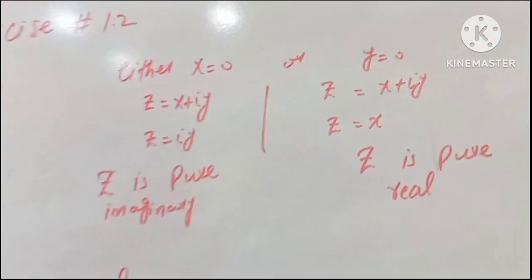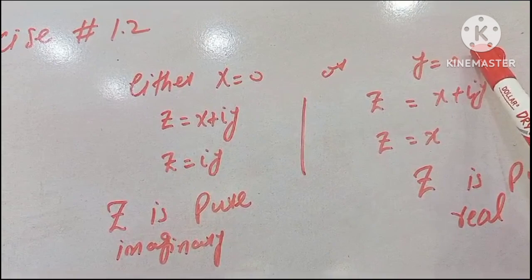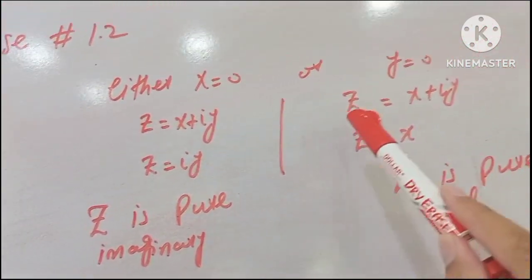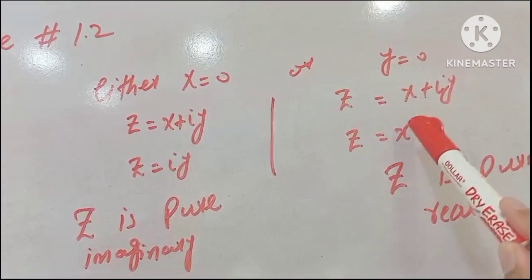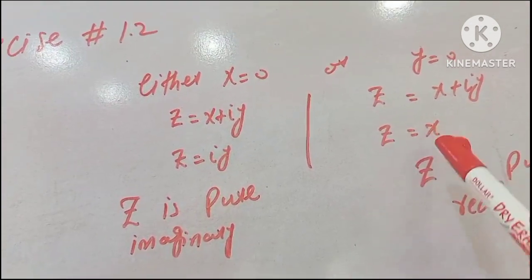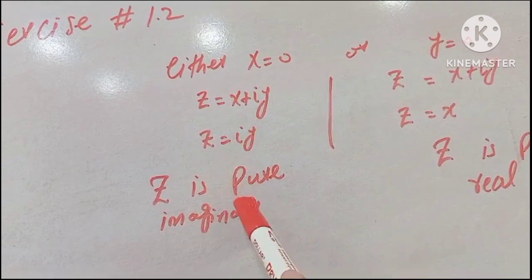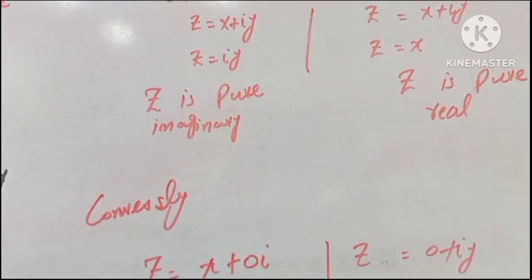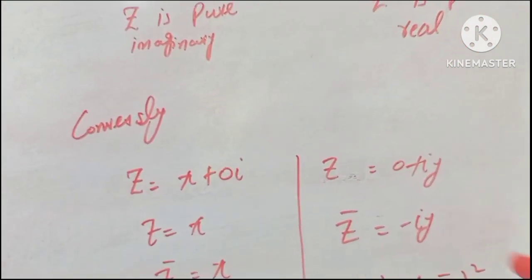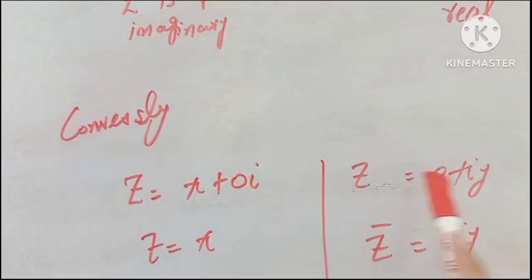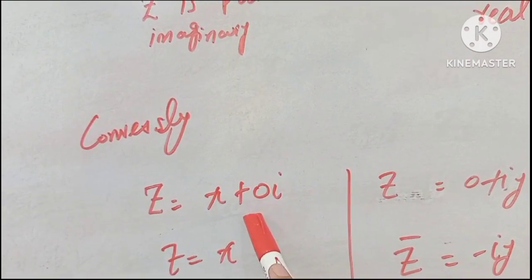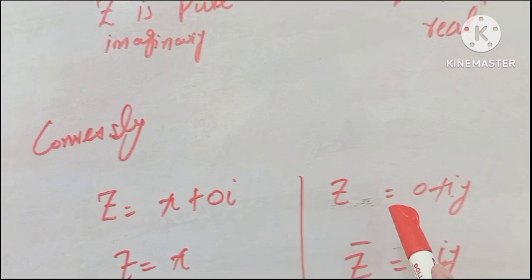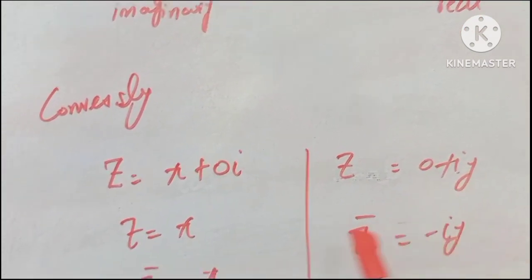So either x is equal to 0 or y is equal to 0. If x is equal to 0, z is equal to x plus iota y, z is equal to iota y. And if y is equal to 0, z is equal to x. So z is pure imaginary, or z is pure real. So it is proved. Conversely, we suppose that z is either pure imaginary or pure real number. So we let z is equal to x plus 0 iota, and pure imaginary 0 plus iota y.